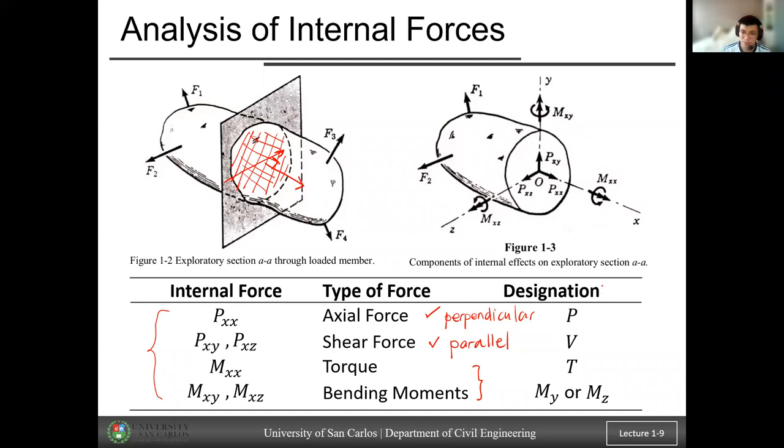In most books, the designation of forces will depend on the author. If you have axial force, normally we call it P. Then for shear it is V. If you have plenty of axial forces, P1, P2, up to P sub N, depending on the number of axial forces, and then V1, V2, and V sub N. The same goes for your torque and bending moments.